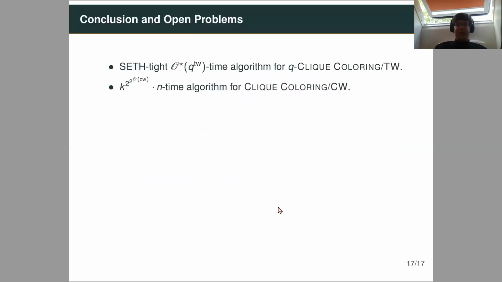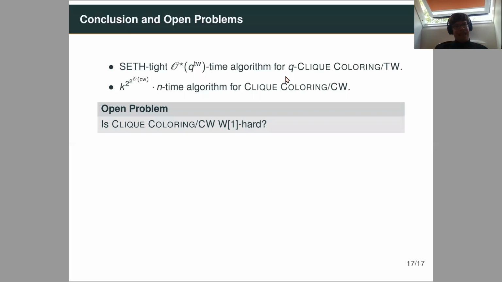Okay, so to conclude, we considered clique coloring parameterized by tree width and by clique width. And let me finish with some open problems. The most pressing one is probably the question whether clique coloring parameterized by clique width is W[1]-hard or not.